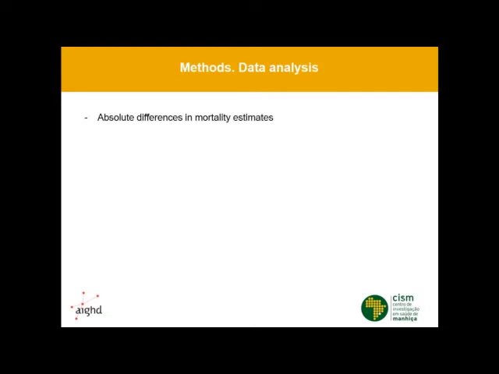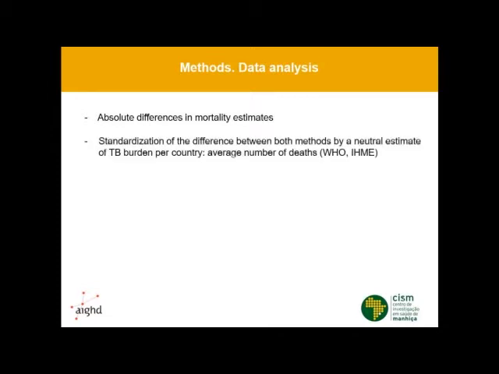So we calculated the absolute differences in mortality estimates with both methods, but we believed that this was not a good metric because the absolute difference doesn't take into account the population size of the country, and more importantly, the TB burden. So we standardized the absolute difference between methods by a proxy of the mortality burden in the country, which we considered could be the average number of deaths between WHO and IHME. We call this metric STAND-DIF, the standardized difference.